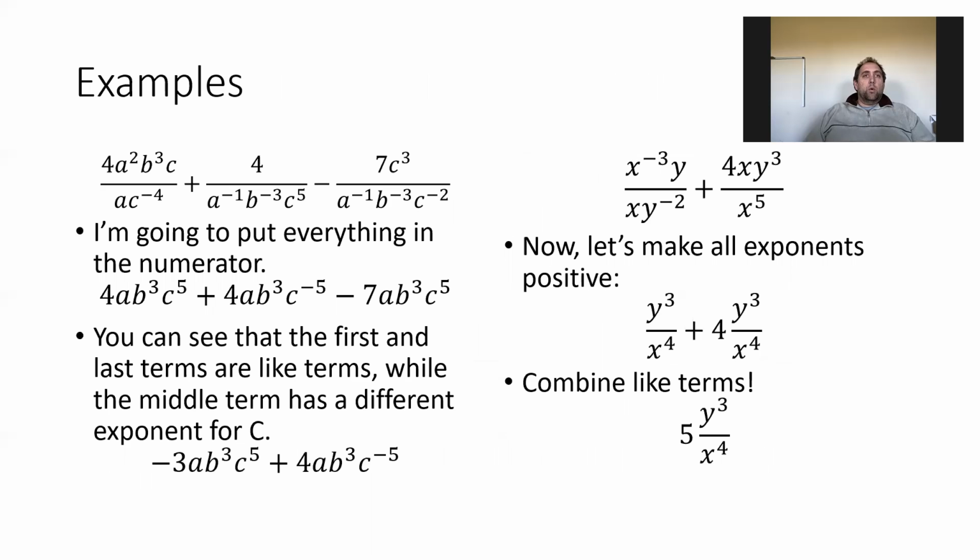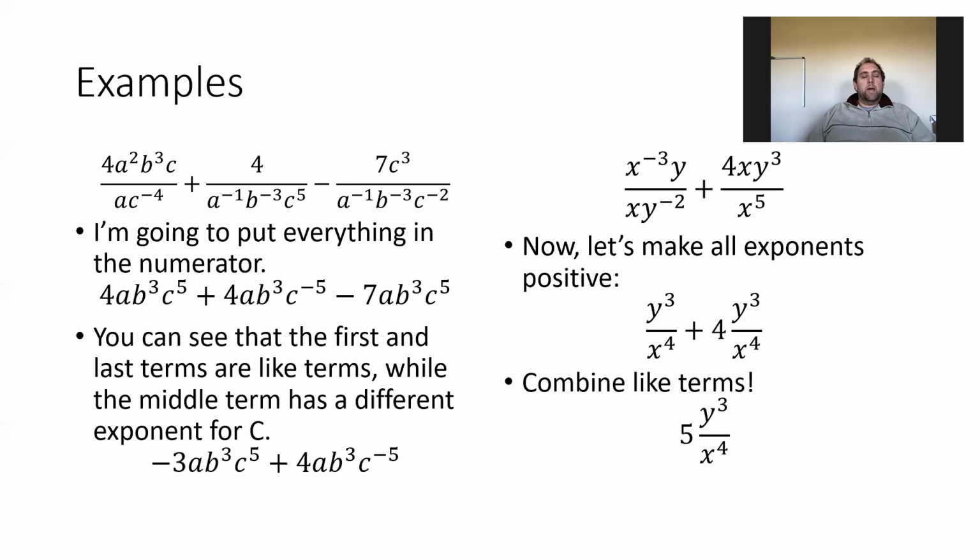We have 4a squared b cubed c divided by a c to the negative 4, plus 4 over a to the negative 1, b to the negative 3, c to the 5th, minus 7c cubed over a to the negative 1, b to the negative 3, c to the negative 2. So you can see here, let's figure out what are like terms in this.